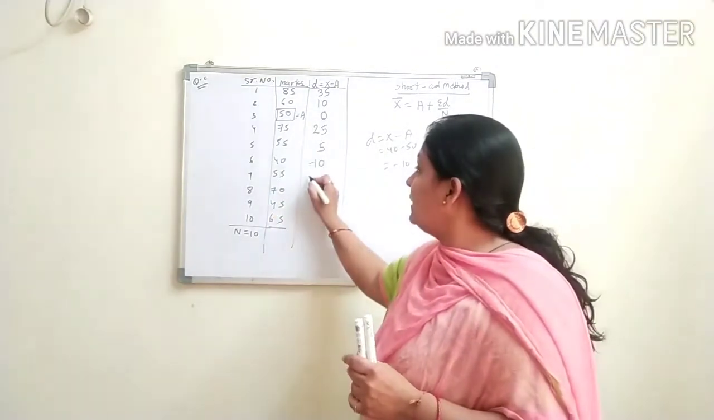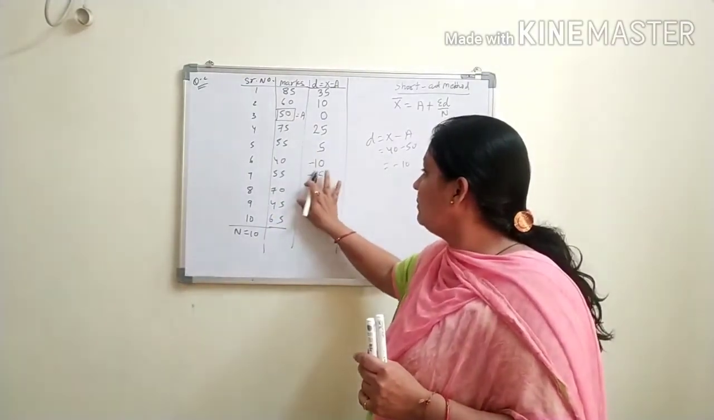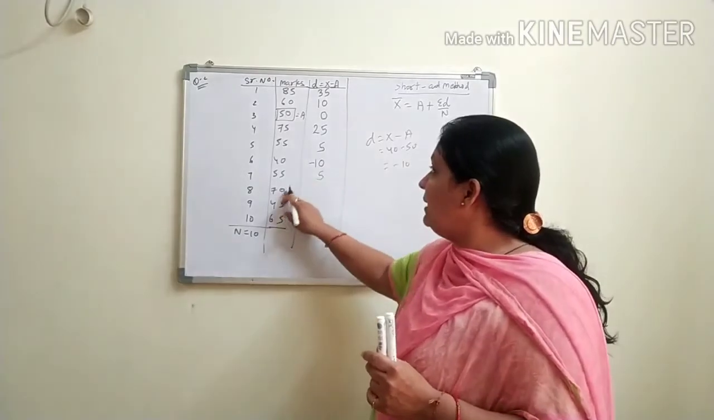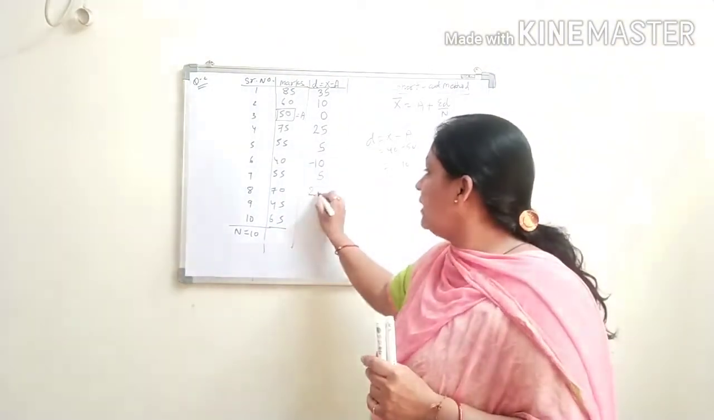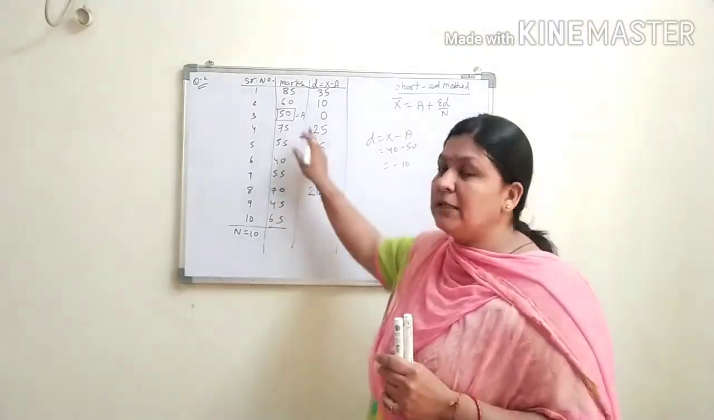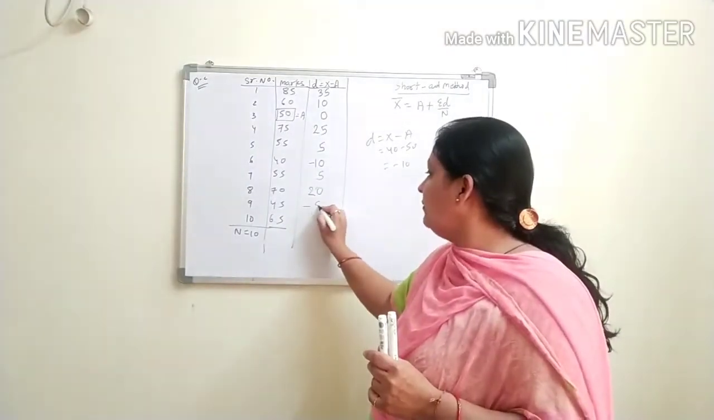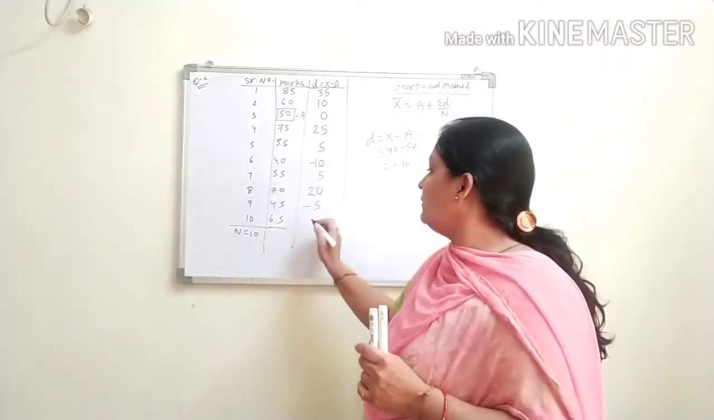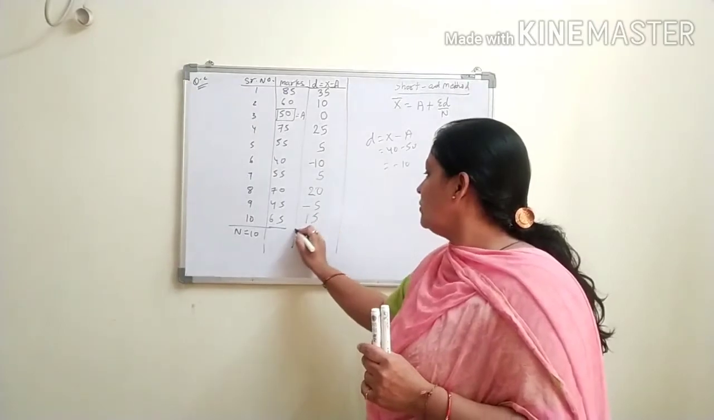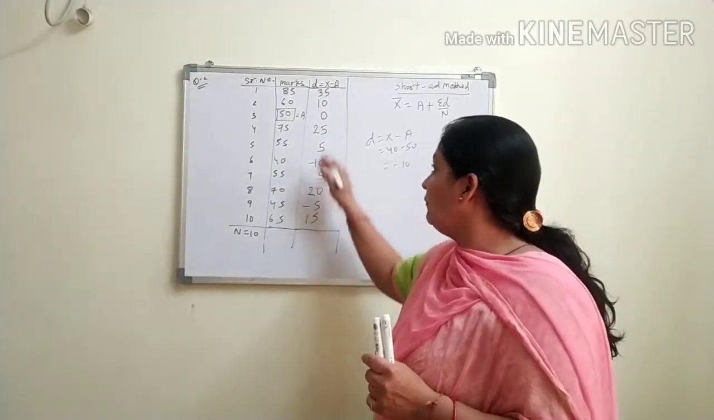55 minus 50, it becomes 5. Sorry, plus 5. 70 minus 50, it becomes 20. 45 minus 50 becomes minus 5. And 65 minus 50 becomes 50. So you got your d with the help of the a.